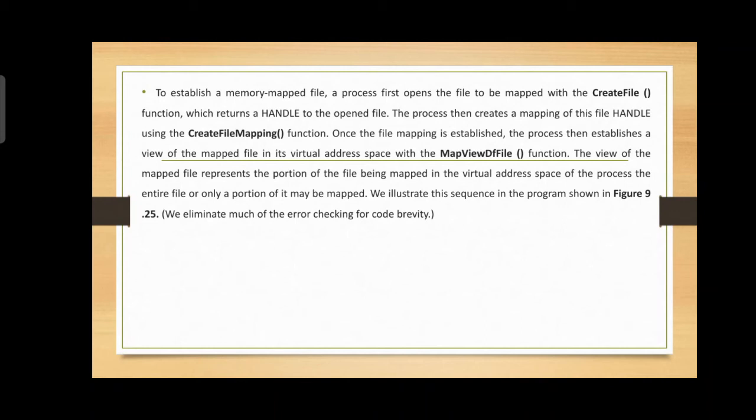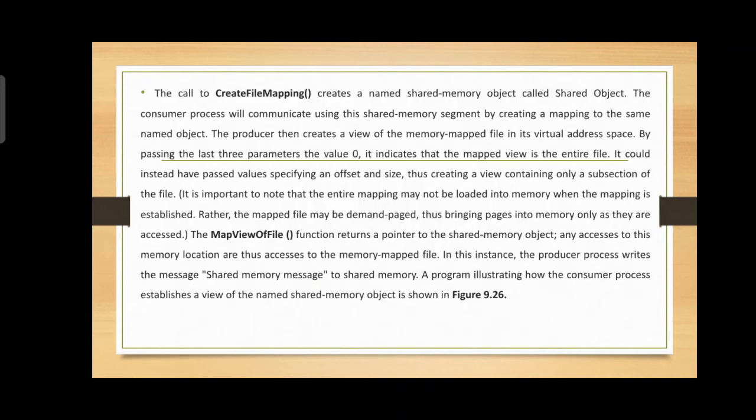We illustrate this sequence in the program shown in Figure 9.25. The call to CreateFileMapping creates a named shared memory object called SharedObject. The consumer process will communicate using this shared memory segment by creating a mapping to the same named object. The producer then creates a view of the memory-mapped file in its virtual address space. By passing the last three parameters the value 0, it indicates that the mapped view is the entire file.